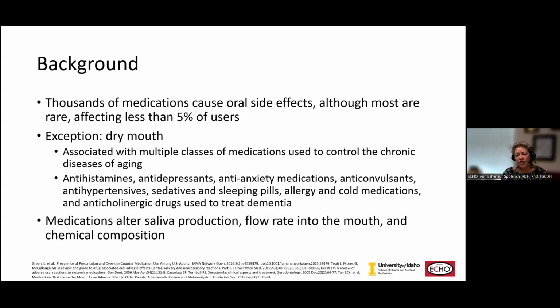So, as a background introduction to our talk today, we know that there are actually thousands of medications on the US market that are associated with oral side effects. But when we think about oral side effects in the grand scheme of side effects, they're actually considered to be fairly rare. And that's defined in the pharmacology community as those kinds of oral complications that affect less than 5% of users. And the overall big exception to this rule is, of course, dry mouth. And we know there are many classes of medications that are used to control chronic diseases of aging that are associated with causing chronic dry mouth.